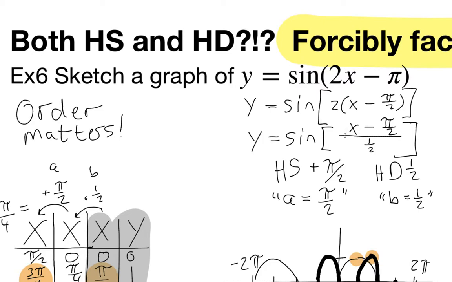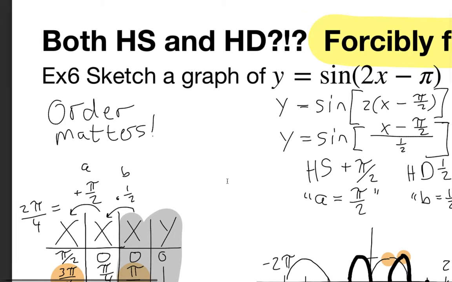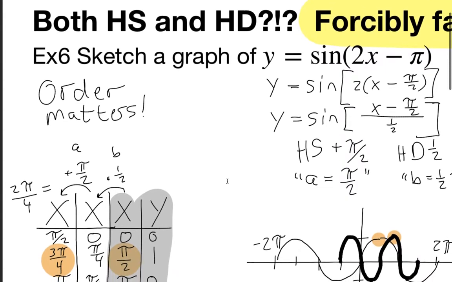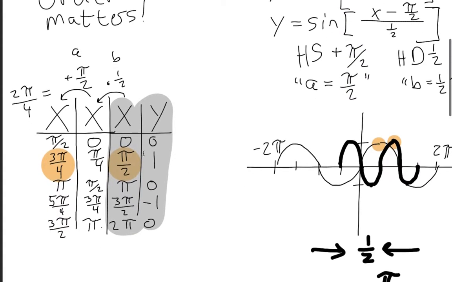Once we have x minus a number divided by a number, you can read off of the equation what the horizontal shift and horizontal dilation is. The horizontal shift is going to be pi over 2, that's here, and the horizontal dilation is 1/2. The a value is pi over 2, and the b value is 1/2. So let's make it a happy table.